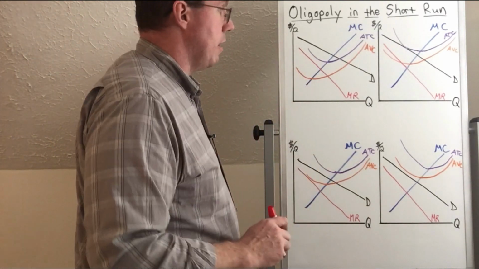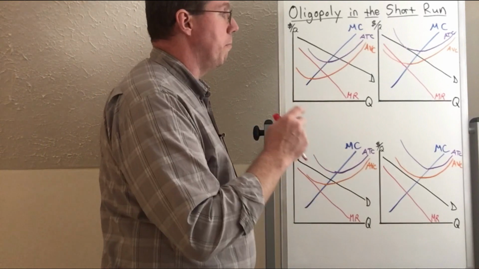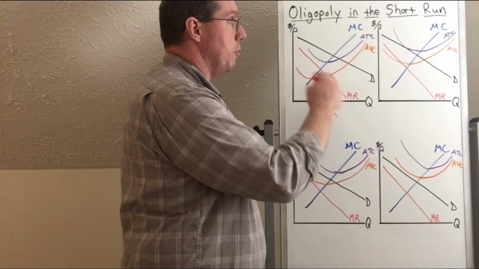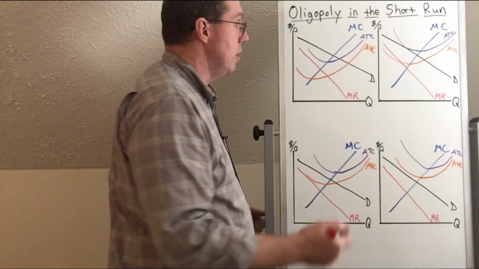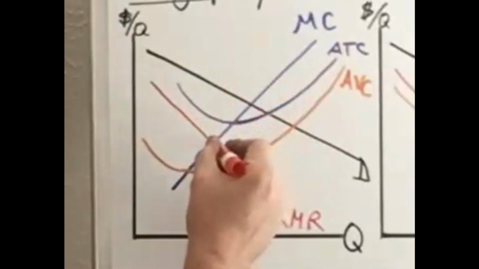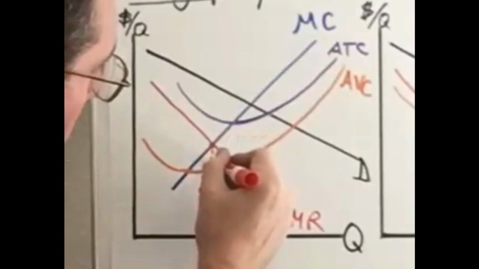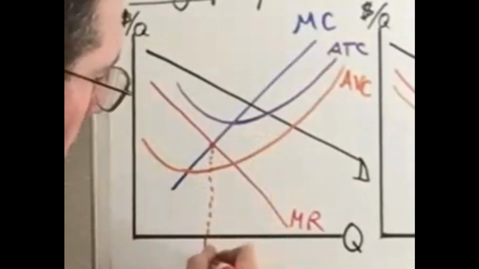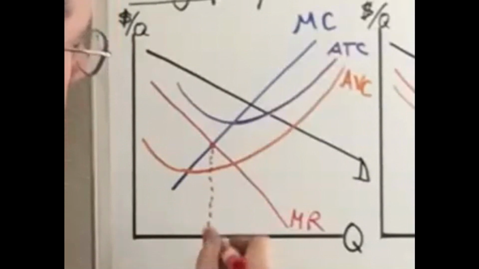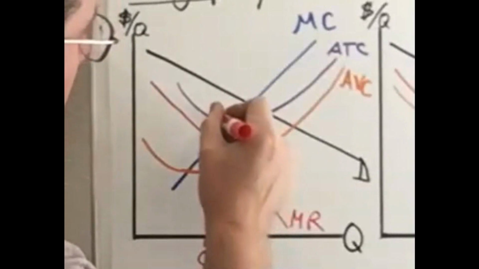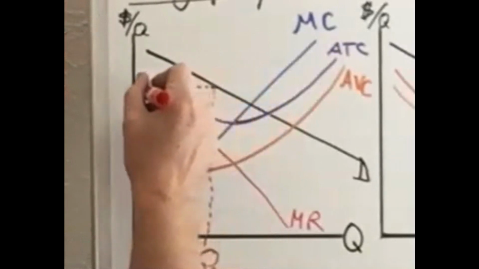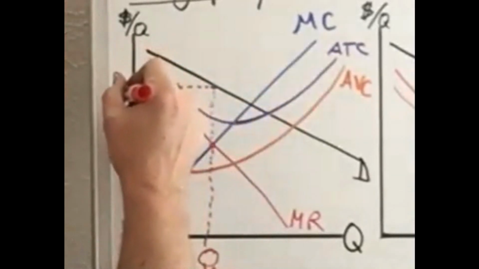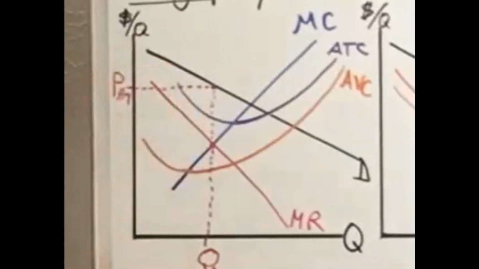This oligopoly firm is going to make a decision to produce a quantity where marginal revenue is equal to marginal cost, because that is the profit maximizing decision. So here's marginal revenue, marginal cost, there's where they intersect. So we're going to go vertically down here. That is going to be the profit maximizing quantity. We're going to take that up to the demand curve, and then we're going to come over here, and that is going to be the price, the profit maximizing price that this firm is going to charge.